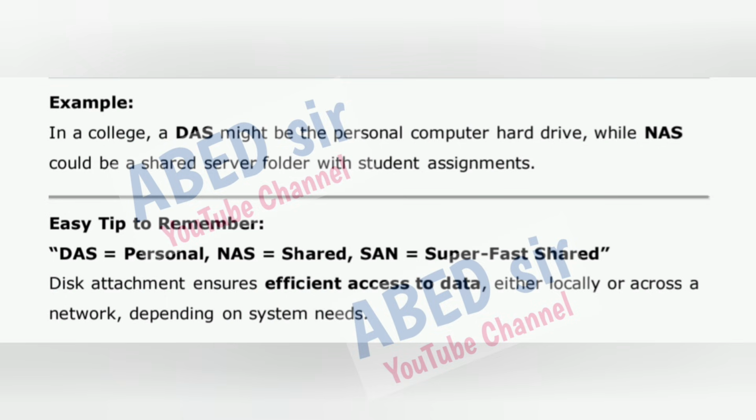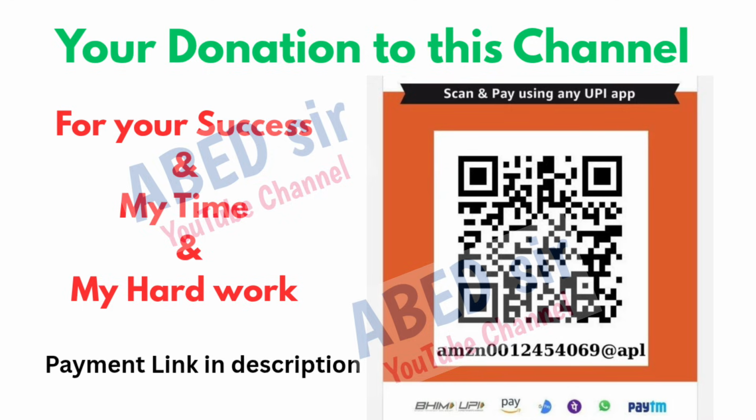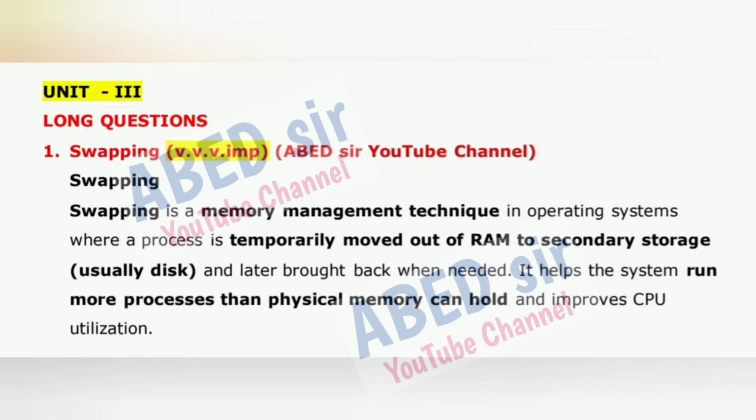Next, Unit 3. Long questions. First important long question is: swapping. Swapping is a memory management technique in operating systems where a process is temporarily moved out of RAM to secondary storage, usually disk, and later brought back when needed. It helps the system run more processes than physical memory can hold and improves CPU utilization.